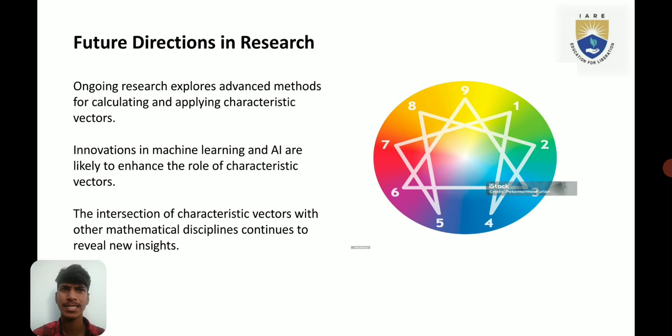Future directions in research. Ongoing research explores advanced methods for calculating and applying characteristic vectors. Innovations in machine learning and AI are likely to enhance the role of characteristic vectors. The intersection of characteristic vectors with other mathematical disciplines continues to reveal new insights.